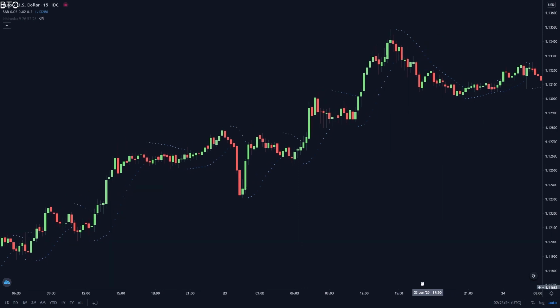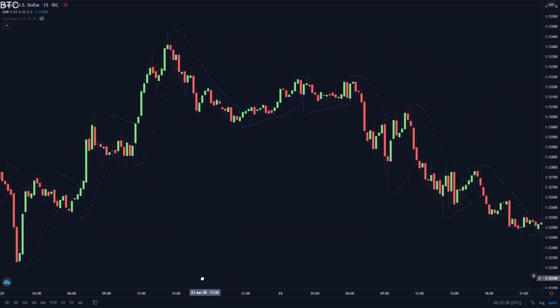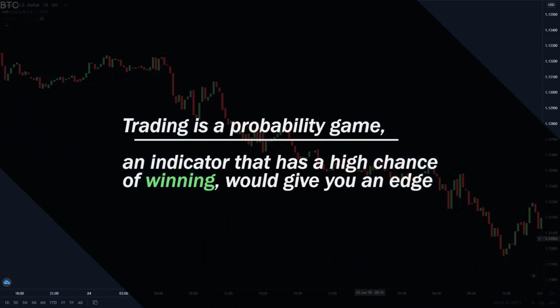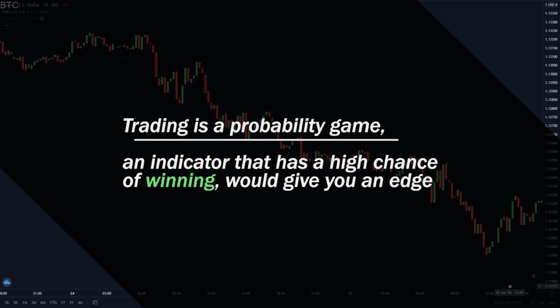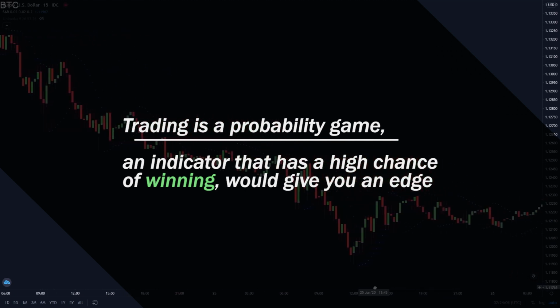So if we paired the Parabolic SAR indicator with another indicator that filters out false trends, it may be a decent strategy. And remember, trading is a probability game, so if you find an indicator or multiple indicators with a high win rate, it will give you an edge in trading.